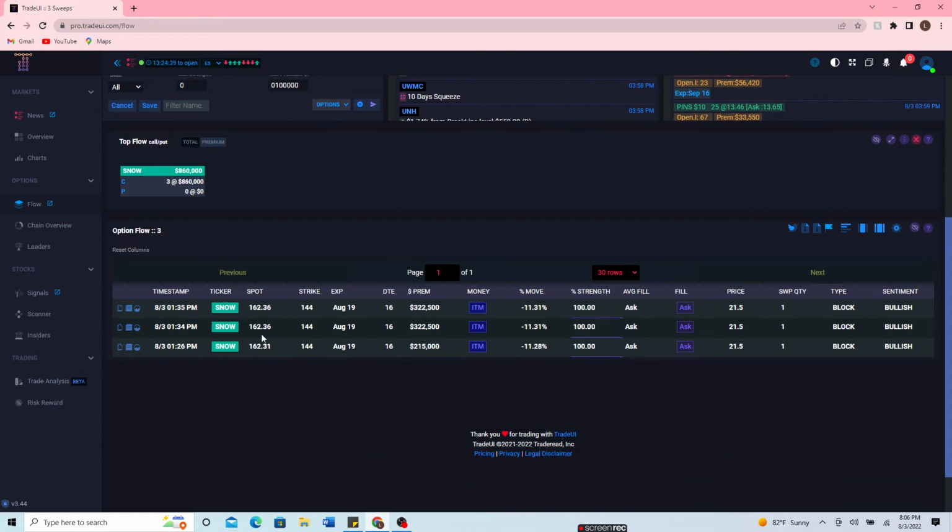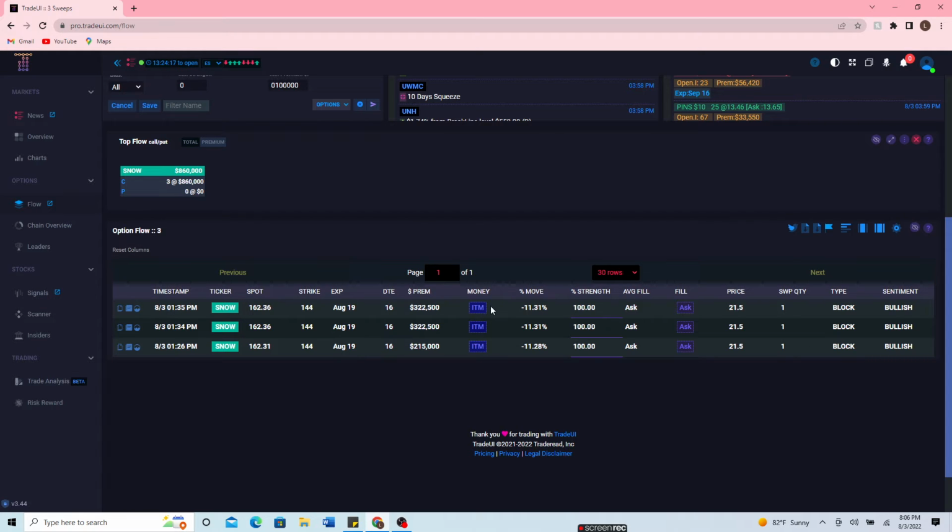So there were three contracts bought for these particular filters. It'll show you the timestamp at which it was bought, the ticker itself, the spot at which the contract was actually bought, the strike price that was purchased, the expiration date, and the days till expiration, so in this case 16 days. It'll give you the total premium of the actual contracts.